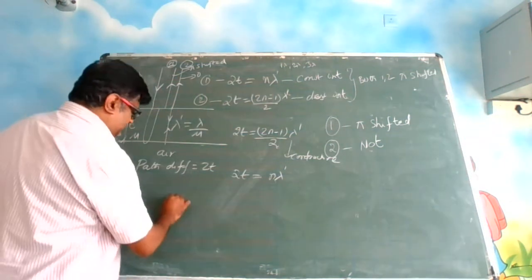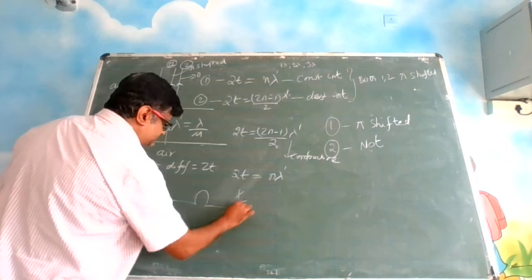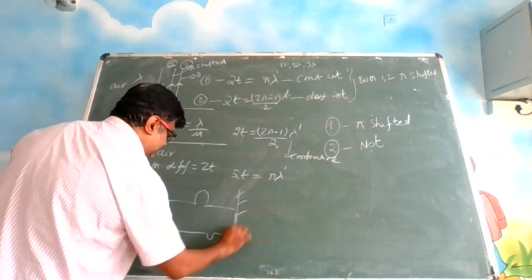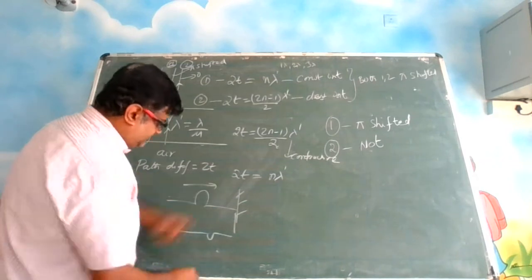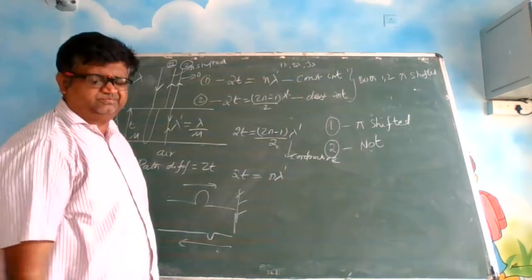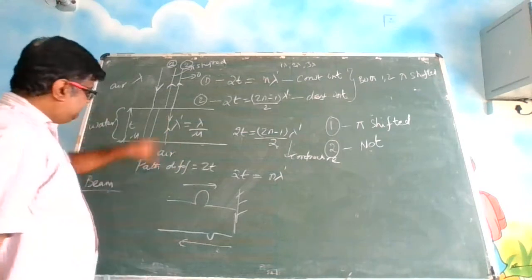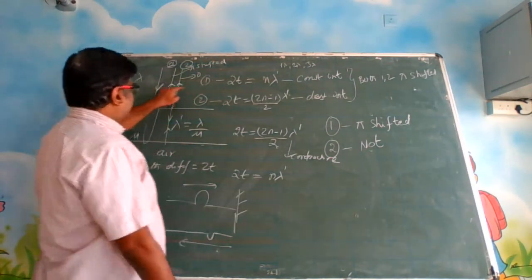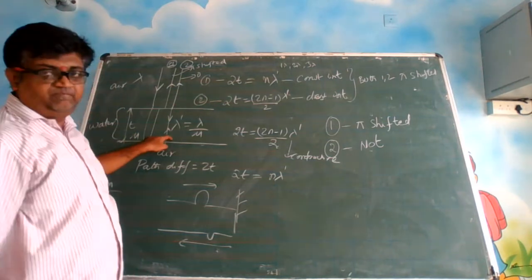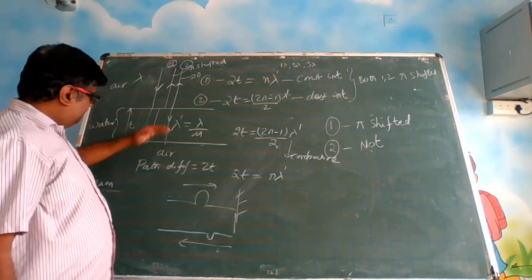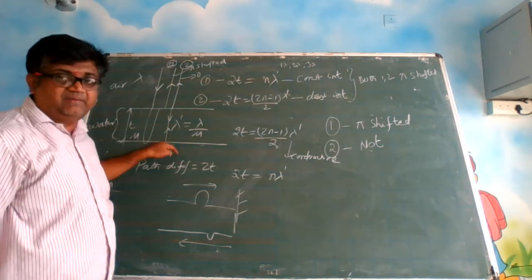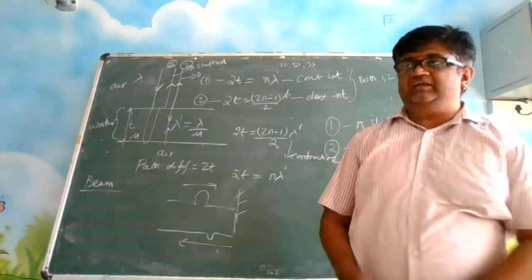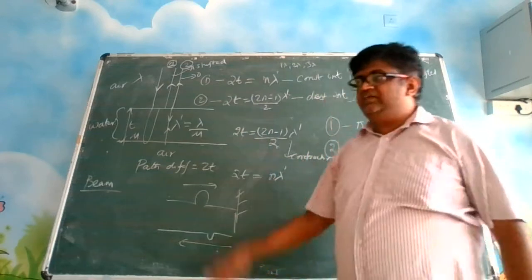What does pi shifted mean? It comes and hits, and it comes back like this. It hits like this and goes back like this. Alright? So what is this case? The first ray is pi shifted, but the second ray is not pi shifted, because the second ray is hitting the rarer medium. When it hits a rarer medium, there is no pi shift. Only when it hits a denser medium, there is a pi shift.